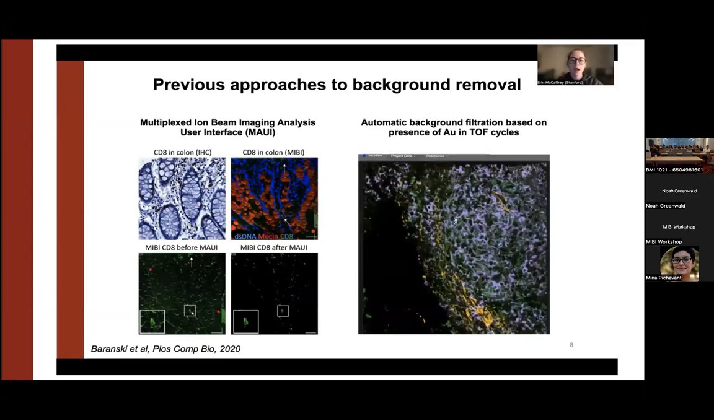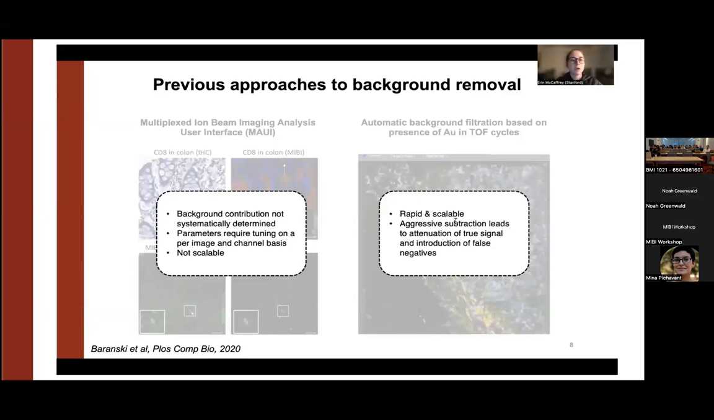The other approach is IonPath's automatic background filtration, which will remove background based on the presence of gold signal in TOF cycles. Now, each of these approaches has limitations. In the case of MAUI, while the background subtraction achieved here is usually quite accurate, sources of background are empirically determined. So this does not take advantage of the fact that we know that contaminating sources of signal or noise are systematically occurring. Furthermore, the user must tune the parameters for this processing on a per image and per channel basis. And so in this respect, this pipeline is not scalable.